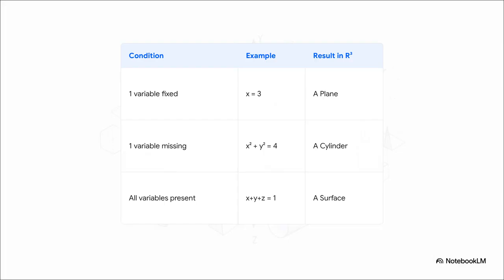This table is basically your new cheat sheet for interpreting 3D equations. If you lock down one variable, like saying x equals 3, you get a flat plane. If a variable is totally missing, like in our cylinder example, you get this extended shape. And if all 3 variables are in there working together, well, then you're describing some kind of surface, like a sphere or maybe a tilted plane.